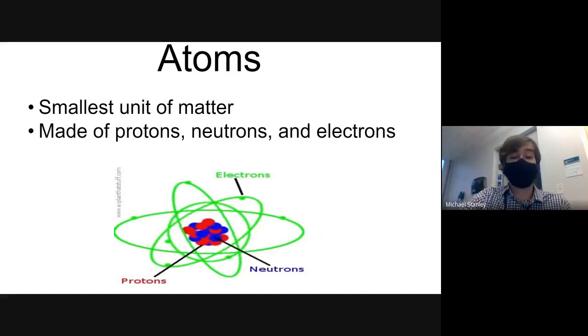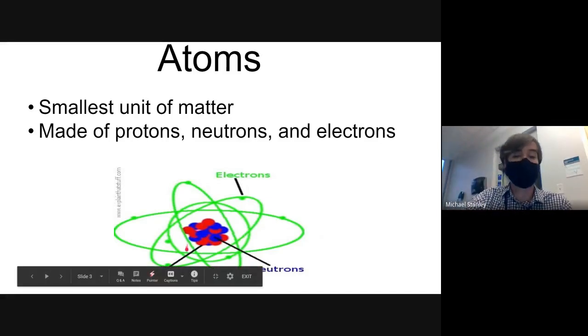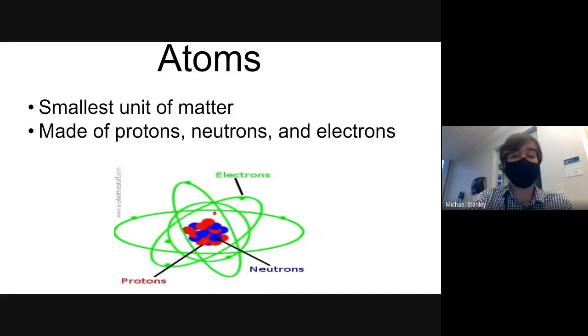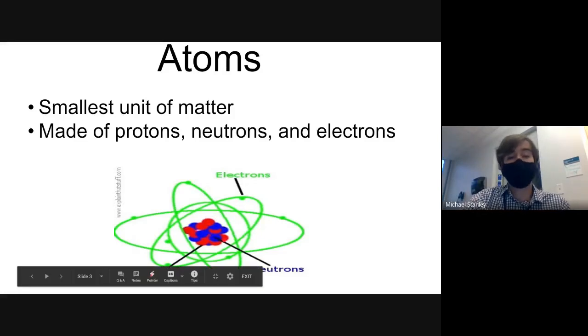There are three main particles that we are going to be talking about today that go into making up each atom. There are protons, which are represented by these little red bubbles. Neutrons, which are with the protons in here, are the little blue ones. And then electrons are the green guys that are swirling around the outside.